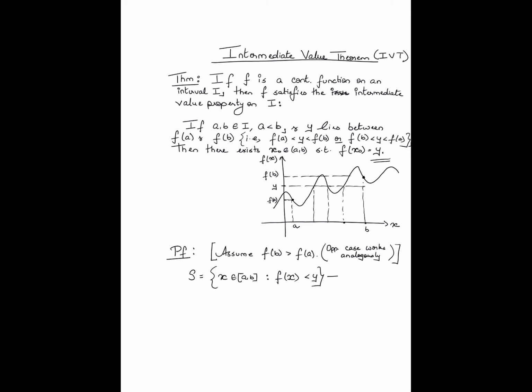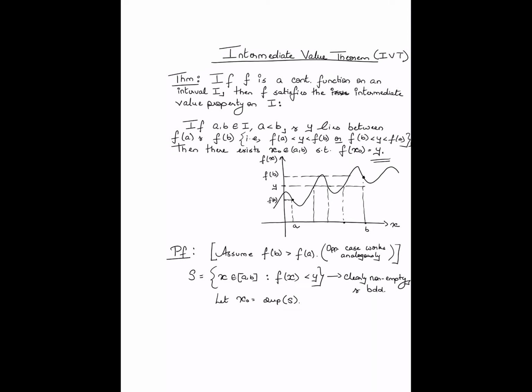This set is clearly non-empty. In particular, a is guaranteed to belong to this set, so we don't have to worry about its emptiness. And in fact it's a subset of [a, b], so it's also a bounded set. So this is clearly non-empty and bounded. Now let x naught be the supremum of this set. This is a non-empty bounded subset of the reals, so we know that a supremum exists. This is a real valued quantity. Let x naught be the supremum of S.